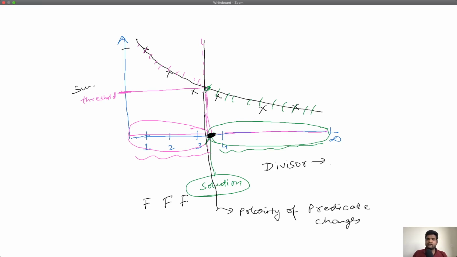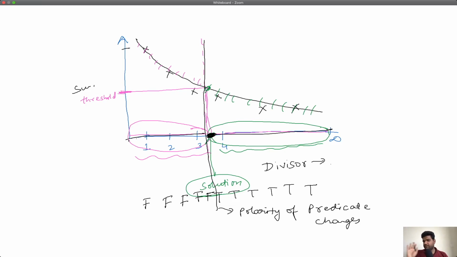So, which means that I want an F for this part and I want a true for this part, the green part. For the pink part, I want an F, and for the green part, I want a true, because then only I'll be able to have the smallest divisor as the last F or the first T at the boundary that I'm looking for.